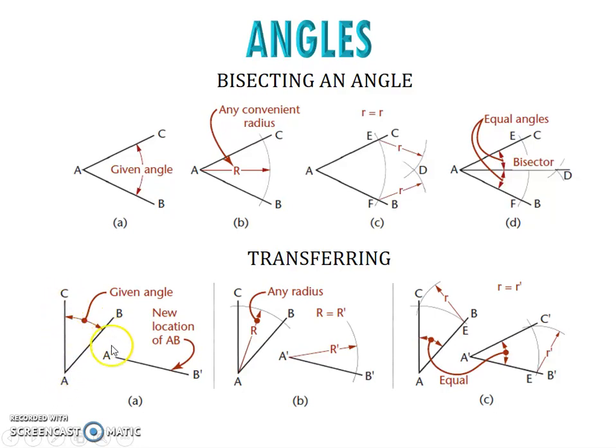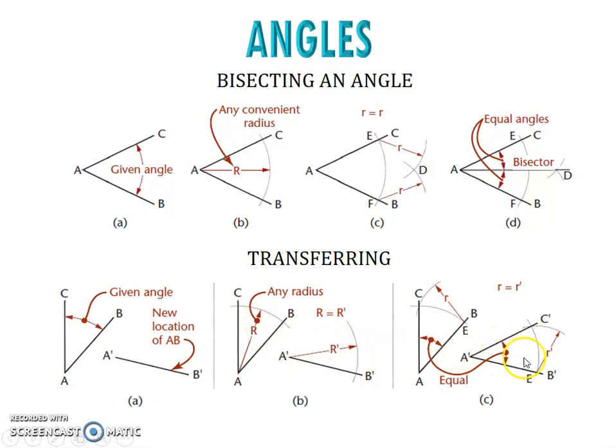So what you have to do is, first, using the compass, construct an arc with any radius, and then using the same radius, construct it over here also on the line AB at the new position. Make sure that the radius is the same.